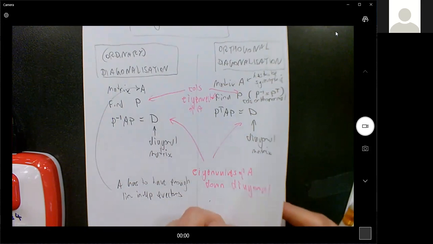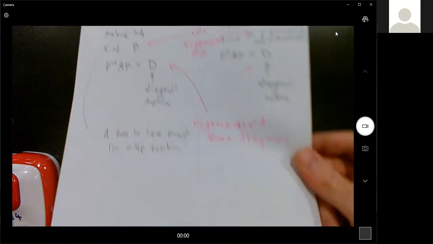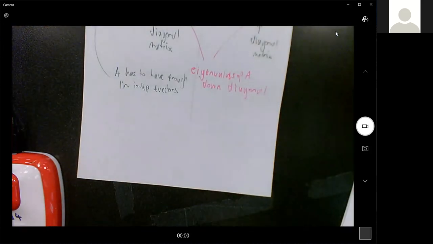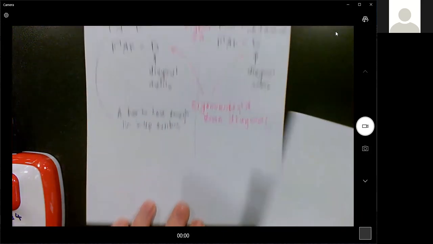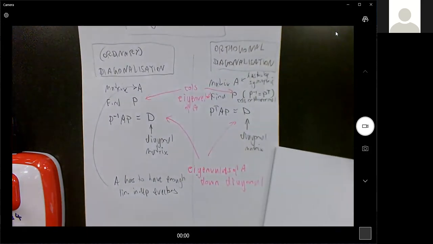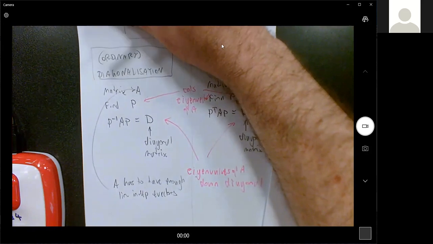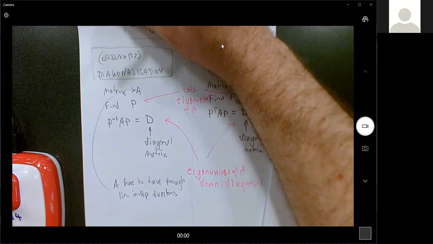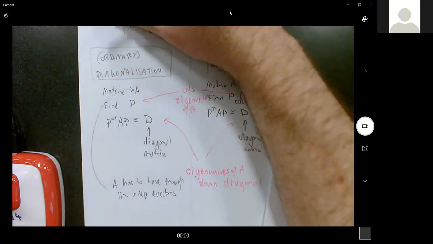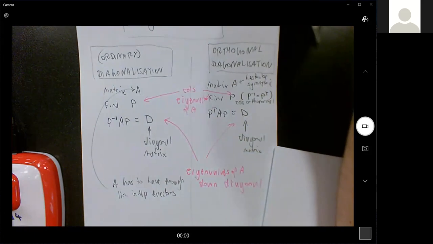Okay. Would you like me to diagonalize a matrix? Yes. So also orthogonal diagonalization. When you're finding P, do you just have to normalize the eigenvectors because they're already orthogonal, or do you have to do the full branch?